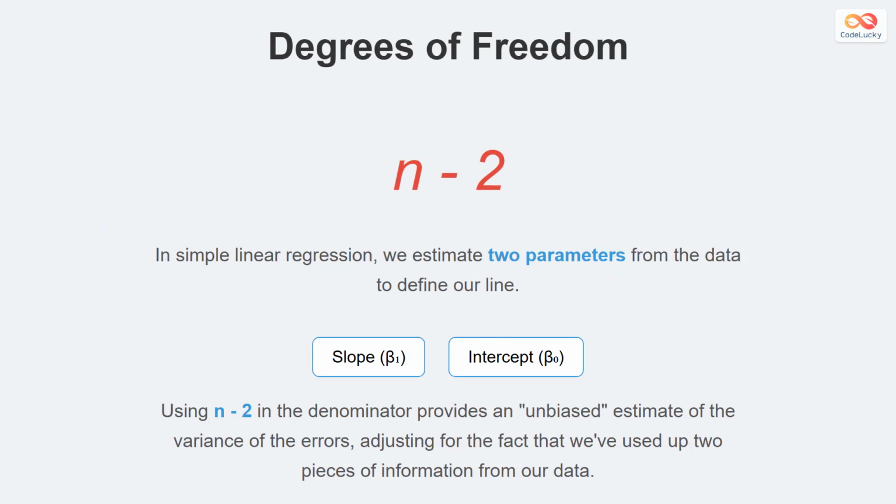You might be wondering, why do we divide by n minus 2? In simple linear regression, our model estimates two parameters from the data: the slope and the intercept of the line. We lose 2 degrees of freedom because we use these two estimated values to define our regression line. Using n-2 in the denominator corrects for this and gives us a better, unbiased estimate of the error.